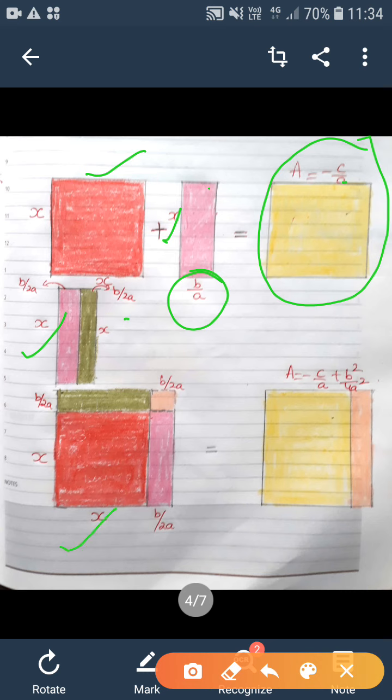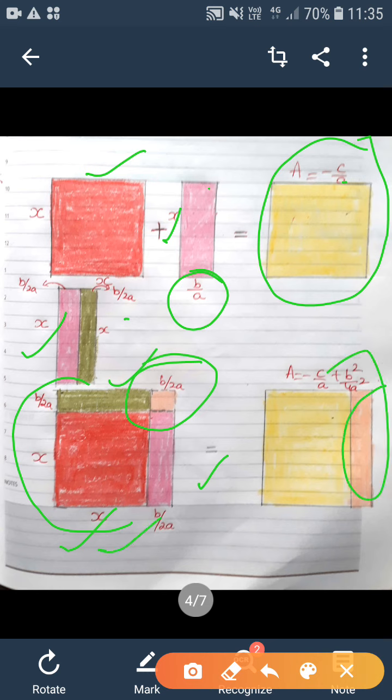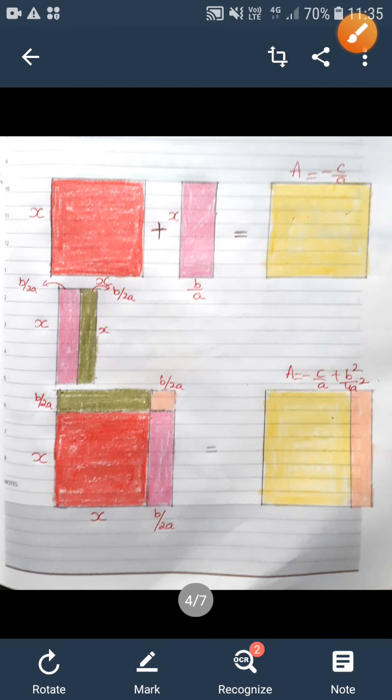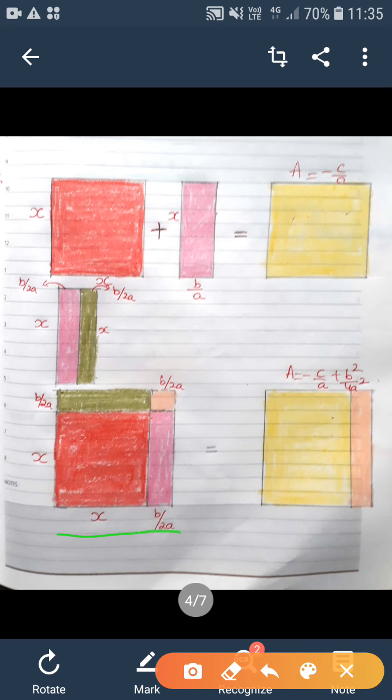Again, by arranging them in the same way, one on the top side and one on the right side, this figure almost becomes a square, but it is short of this one. So we are going to add this square of side b by 2a. Because we are adding it on the left side, we have to add it on the right side also. So the square area, b square upon 4a square, we add to the right hand side also. Now what is the side of the square? You can see it is x units up to this mark, and after this b upon 2a. So the total length will be x plus b upon 2a.